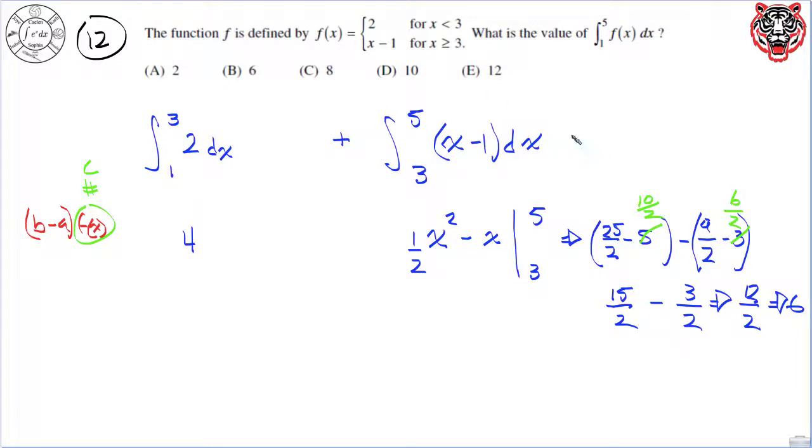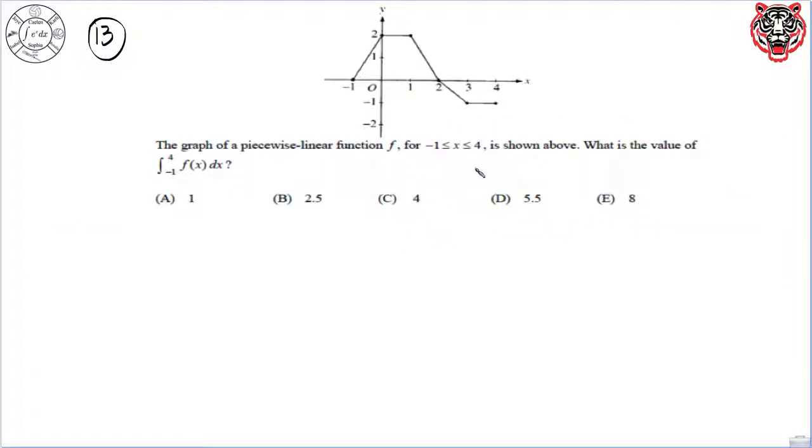Remember, so this whole thing here is 6, and this whole thing was 4, so I need to do 4 plus 6, and we get the correct answer of 10. Moving on to number 13. So the graph is shown above. What is the value between -1 and 4? All right, so go ahead and shade in the areas that we're looking for. Looking for that area and this area right there. So this one is negative, that one is positive.